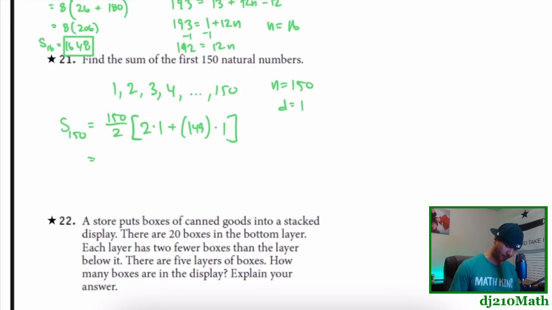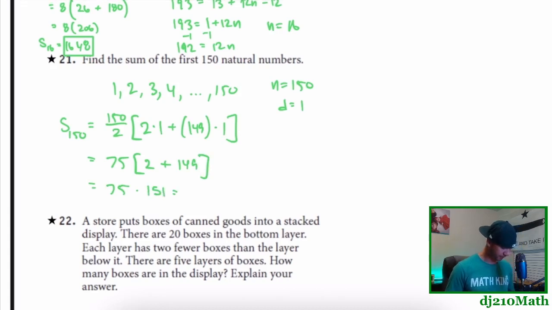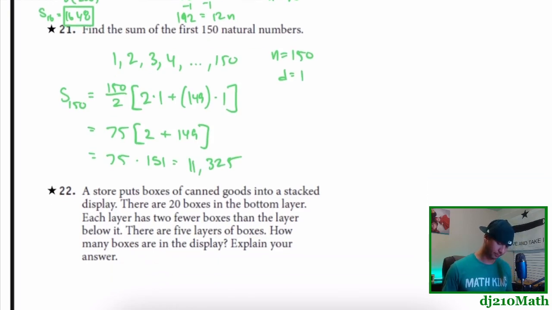Okay, this is going to be 150 divided by 2, which is 75. 2 times 1 is 2 plus 149. This is really 75 times 151. Calculator time for sure. 11,325. Okay.